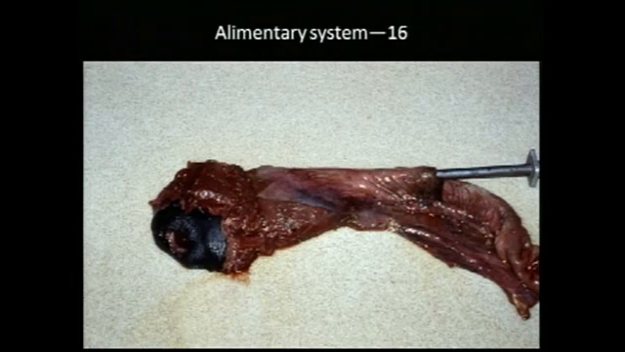And the last slide is a rectal perforation in a horse. Anus here, and a probe inserted through the defect caused by rectal palpation. Rapidly fatal lesion in horses. And that concludes our alimentary system. We'll start with a new system in the next session.